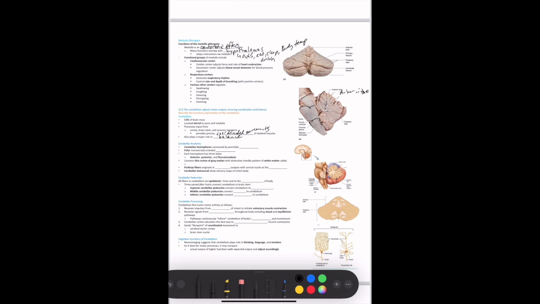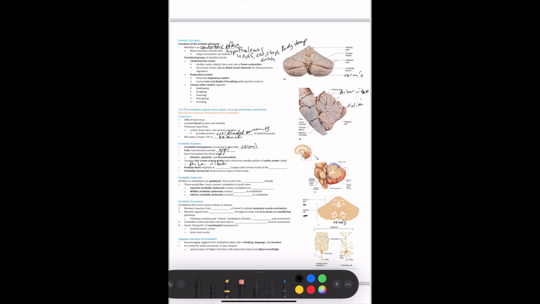Looking at some of the anatomy, the cerebellar hemispheres are connected by a worm-like vermis. This is the vermis. You can also see the vermis down here as well. The folia, these are the transversely oriented gyri, and that is what's shown right there. They each have 3 lobes: anterior, posterior, and flocculonodular. It contains a thin cortex of gray matter with a distinctive tree-like pattern of white matter. We identified that, the arbor vitae.